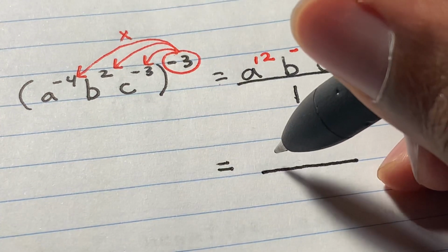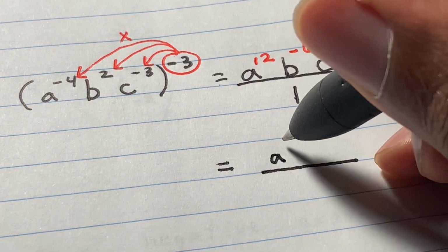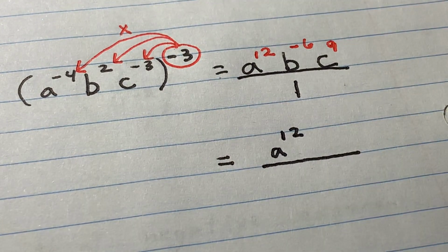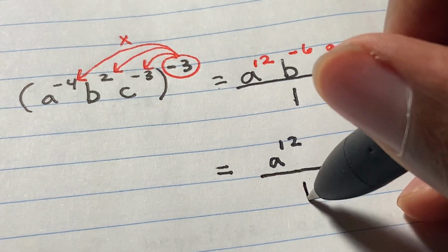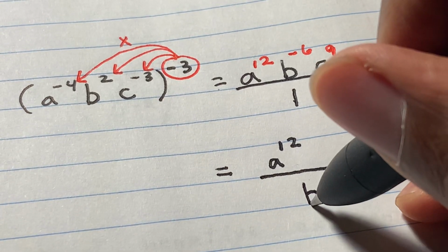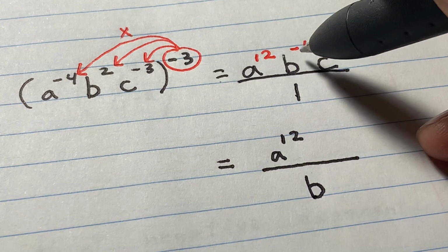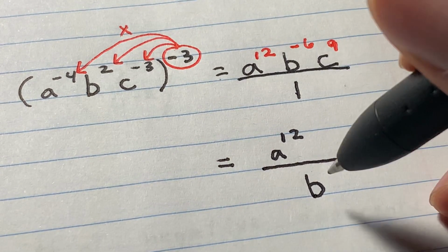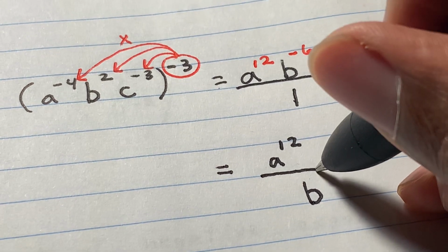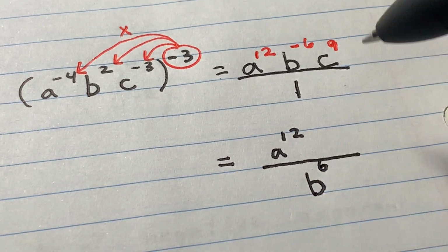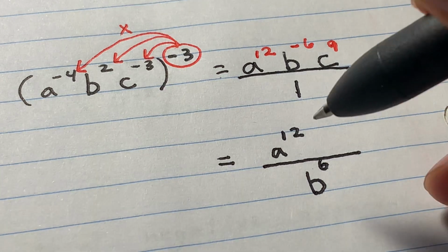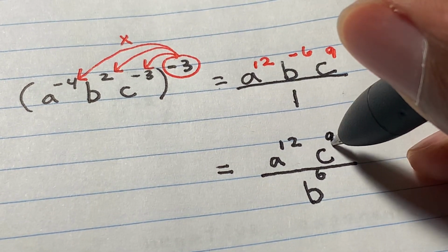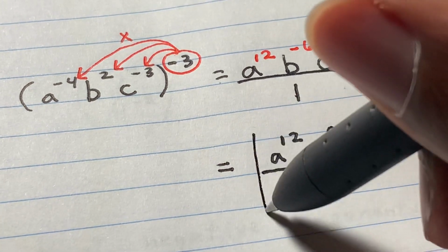Okay, someone just said, Mr. Barbier, a to the 12th stays on top because the exponent 12 is positive. Correct. What about the b? Very good. Someone just said, Mr. Barbier, drop the b to the bottom because the exponent 6 is a negative and we want to make it positive. So we drop it to the bottom, we cross the line, and we change the sign to a +6. Very good. The c, what happens? Someone just said, Mr. Barbier, it stays on the top because the exponent is positive. And there's my answer.